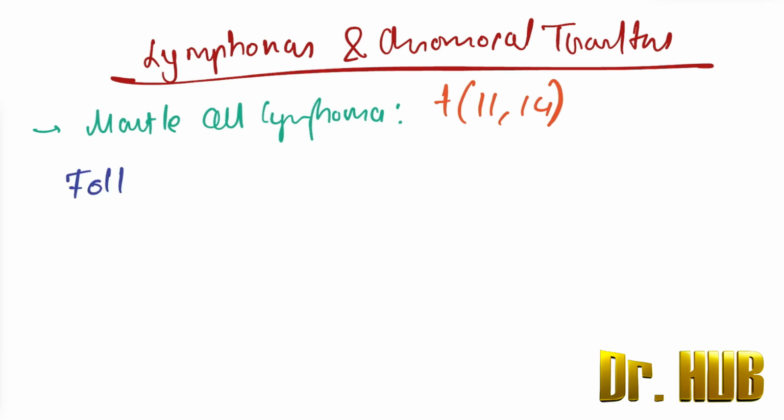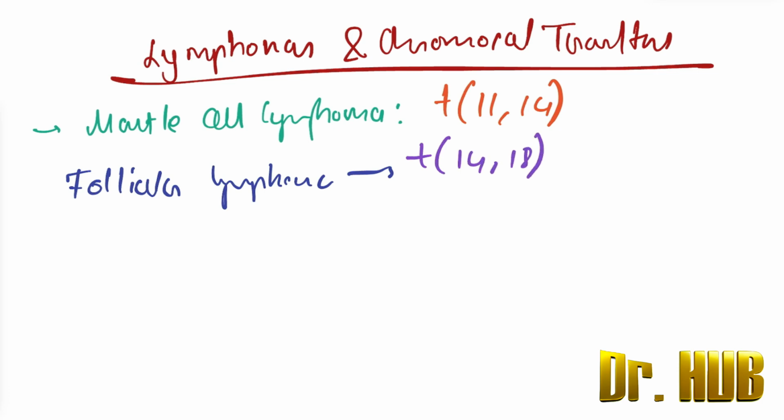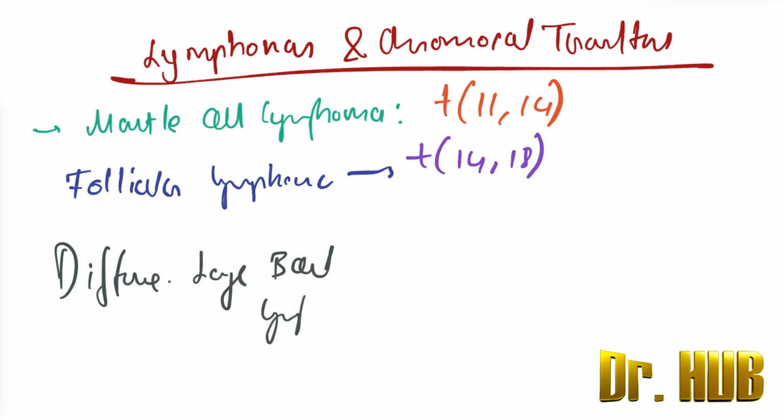Next, we look at the follicular lymphoma. As per the follicular lymphoma, it is nothing but the t(14;18). Next, we move on to the diffuse large B-cell lymphoma. The diffuse large B-cell lymphoma involves, again, the t(14;18).